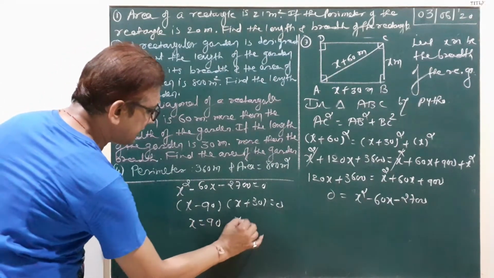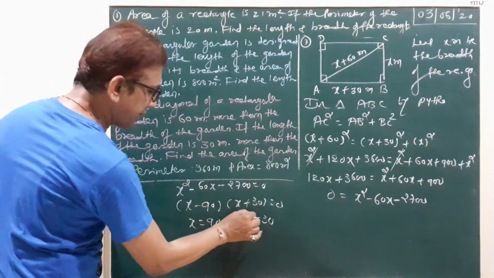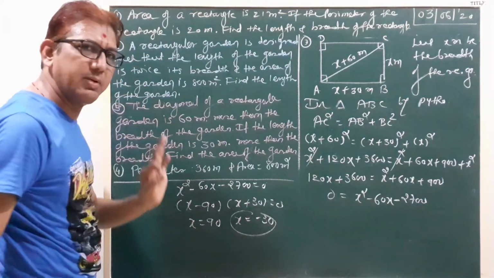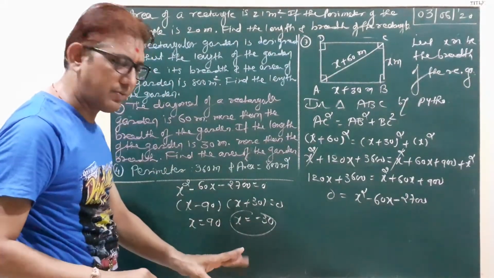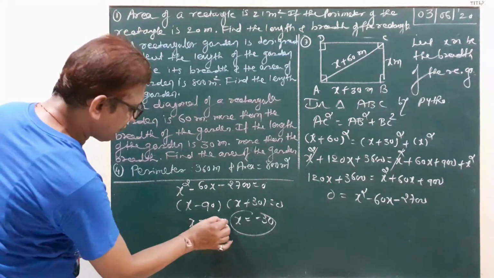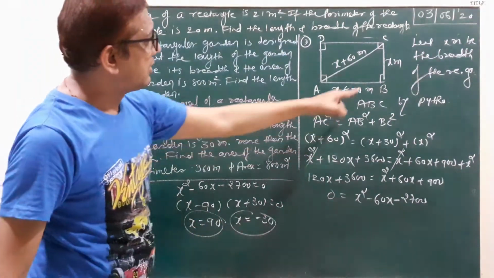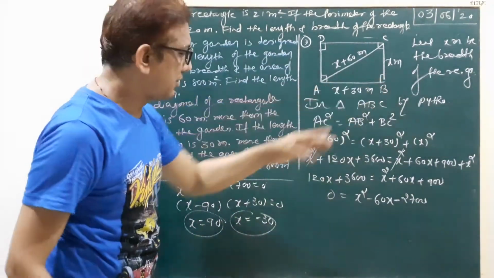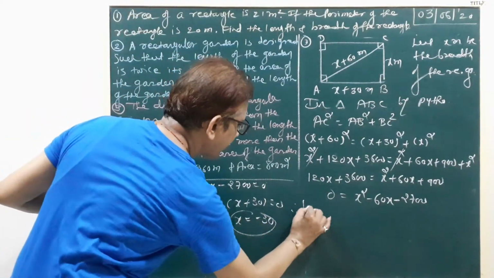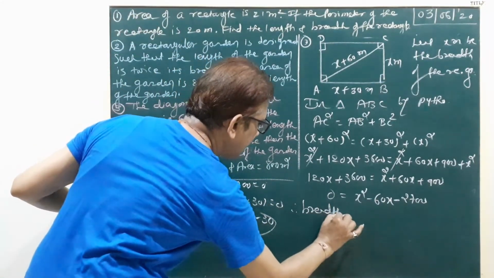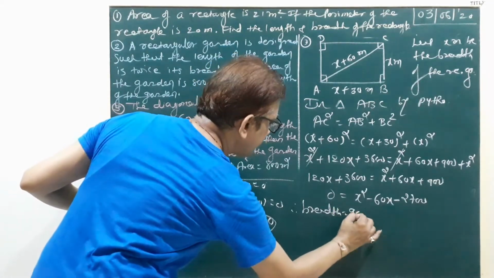x equal to 90 and x equal to minus 30. A negative number in any problem sum can never be possible. So here it is not possible. So x equal to 90. Here we suppose x is the breadth, right? Therefore, breadth equal to 90 meter.